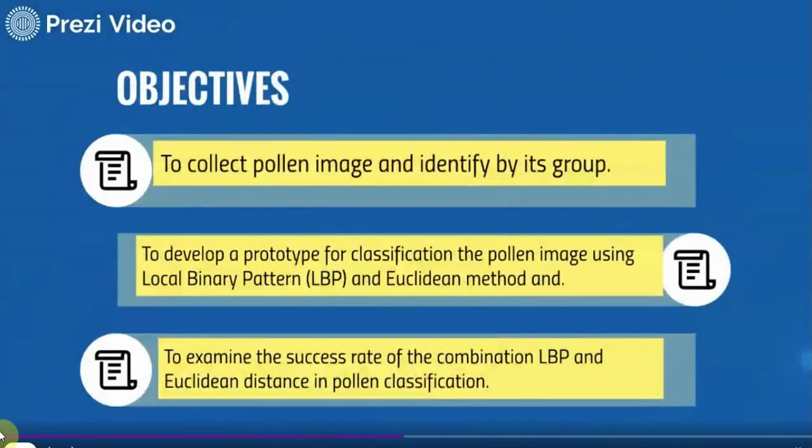And the objectives in doing the research are to collect pollen image and identify by its group, to develop a prototype for classification using local binary pattern method and Euclidean distance, and to examine the success rate of the combination of both in pollen classification.